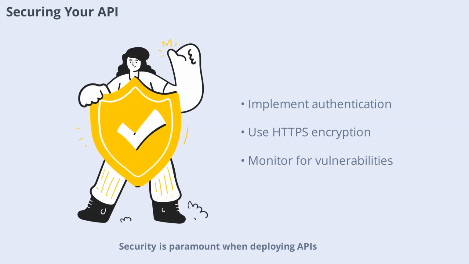Security is paramount when deploying APIs, especially for data science solutions that may handle sensitive information. Implement authentication and authorization mechanisms to control who can access your API.